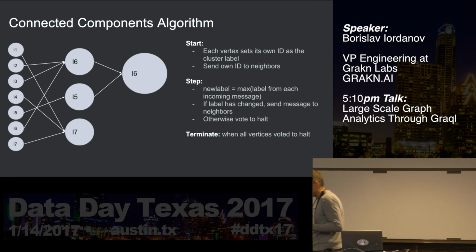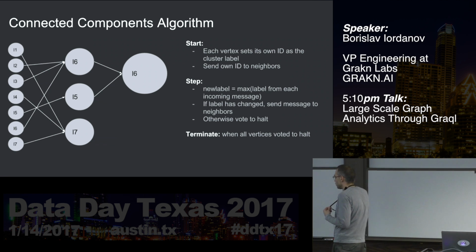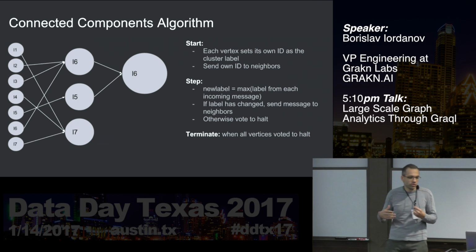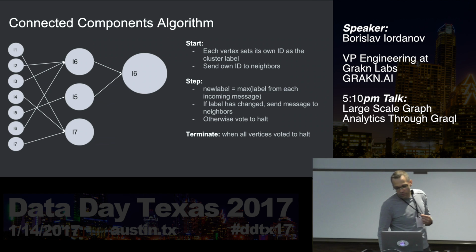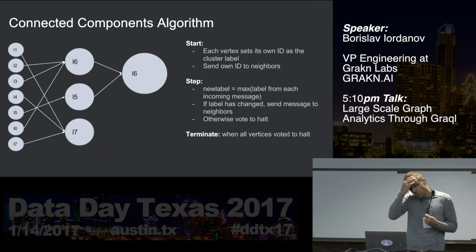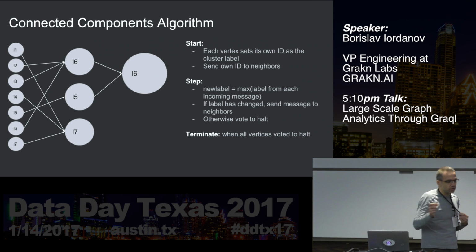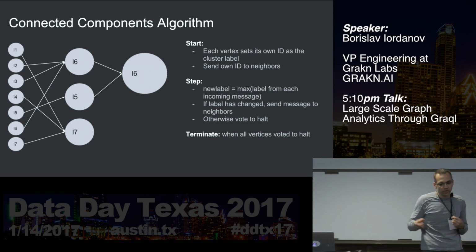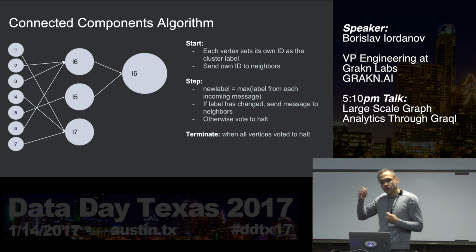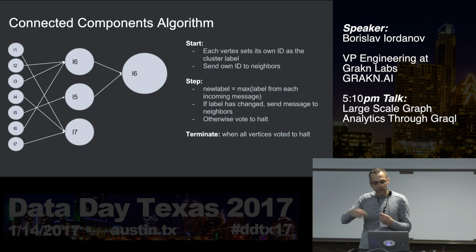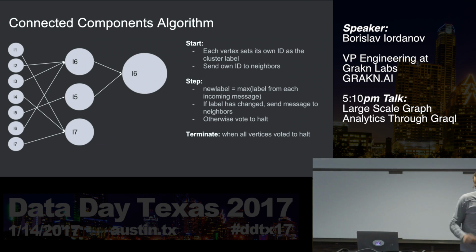If the label hasn't changed, if we receive a message and there's no new label, then we vote to halt. We say we have nothing more to do. So the whole computation terminates when all vertices have voted to halt. The way that voting works is by doing a logical AND operation on that global memory. That's what I mentioned: instead of accumulating the votes in the global memory, where every vertex has to add another piece of data, it's only a logical operation.